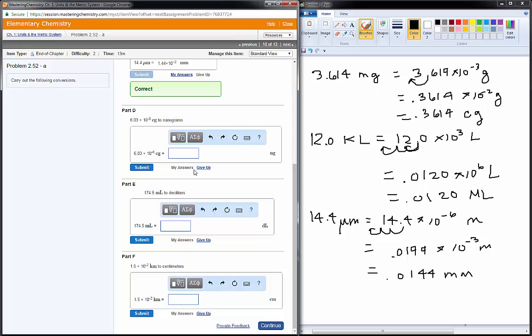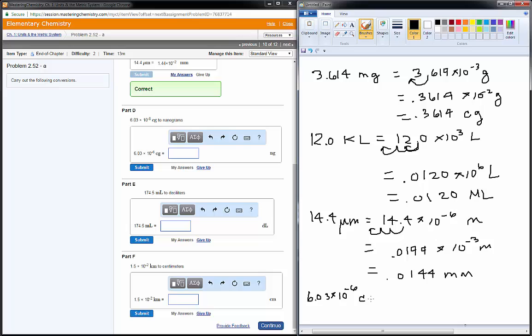Centigrams to nanograms. 6.03 times 10 to the negative 6th centigrams equals, oh my. Now we've got an exponent plus the centi. Why would they do that? So that is 6.03, and the centi means 10 to the negative 2. And so those are actually added together. So that is times 10 to the negative 8 grams.